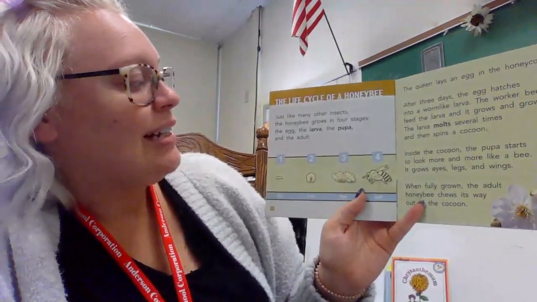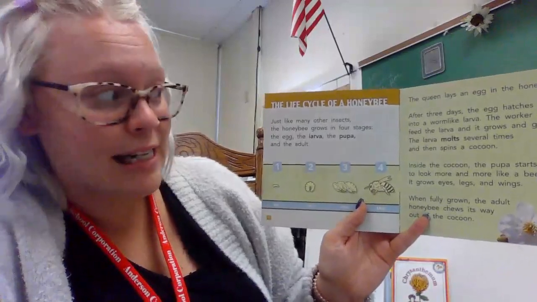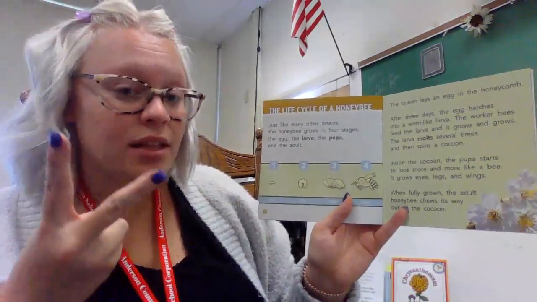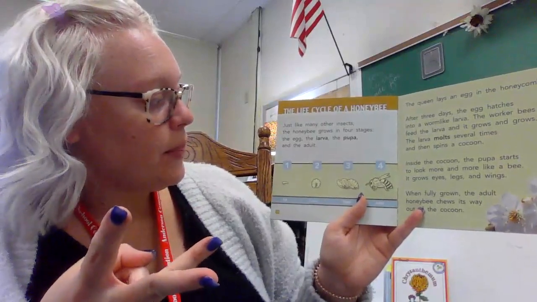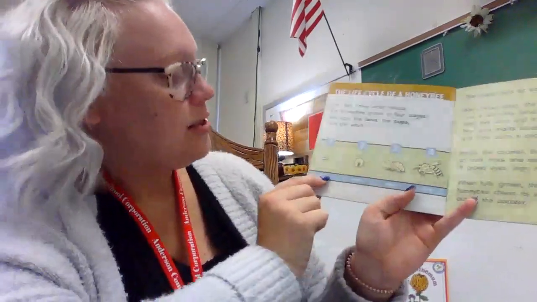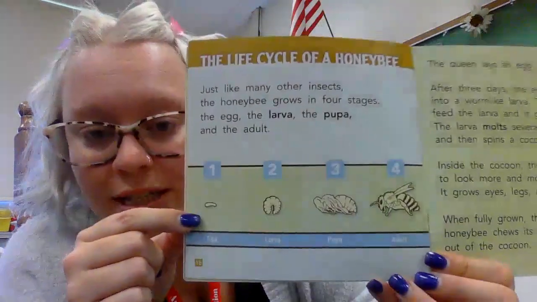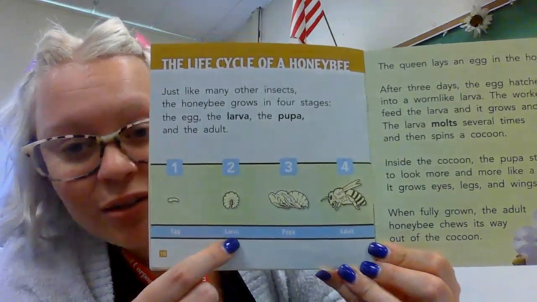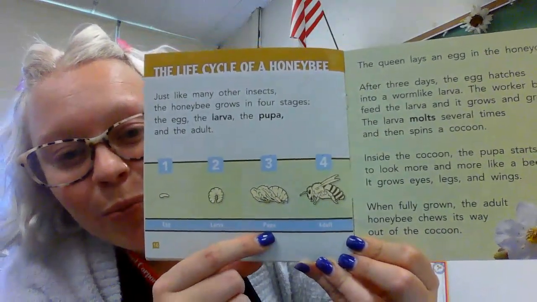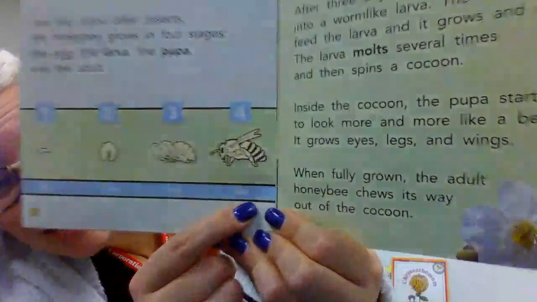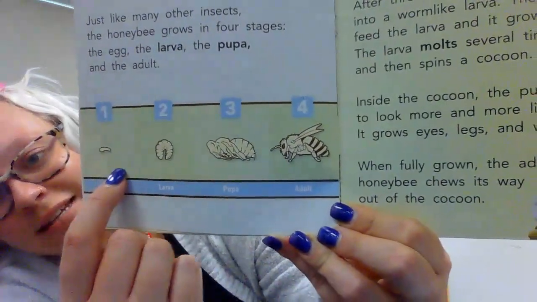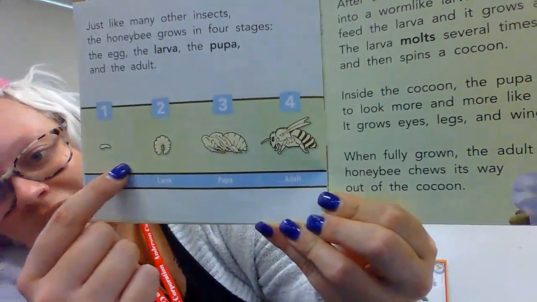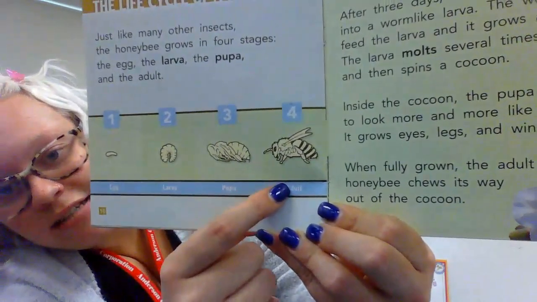The life cycle of a honeybee. Just like many other insects, the honeybee grows in 4 stages: the egg, the larva, the pupa, and the adult. Down here shows the steps. So the egg, super tiny little thing. The larva, these all look gross to me because I don't like bugs. The pupa, and an adult. So that is their life cycle. They start here and they move to each phase, and eventually they're a big old bee like this.